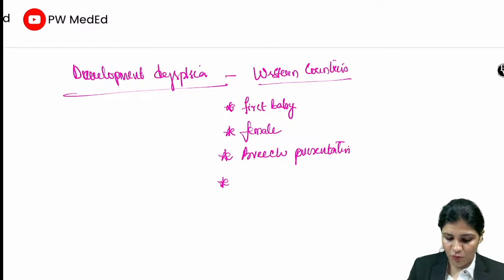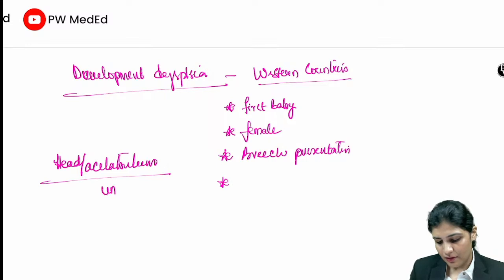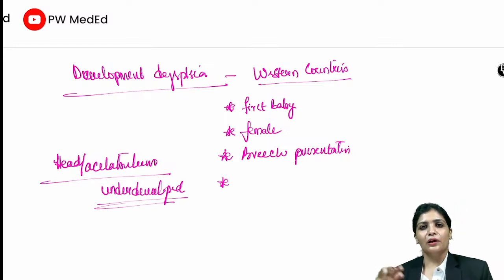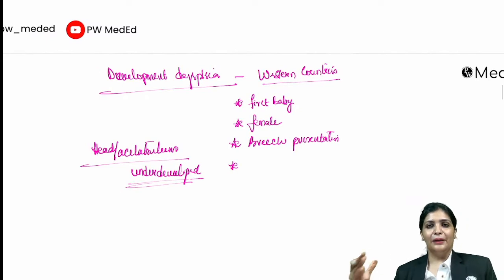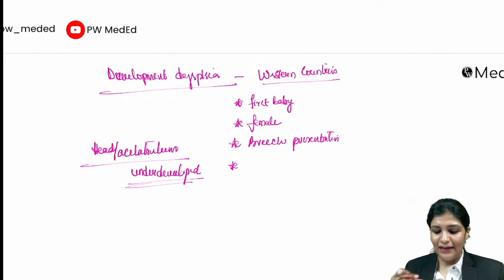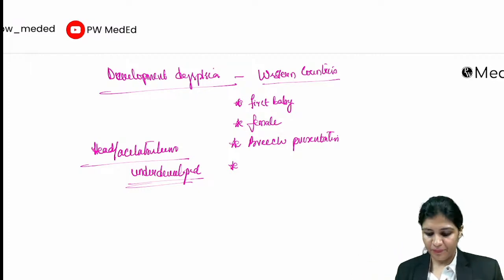And in this DDH, what will happen? The head and acetabulum are underdeveloped, not fully developed, right? And because of this, you will see the deformities which we are able to see in the later stages while the baby is walking, right? So the head usually gets dislocated, so there will always be a dislocation of the hip, right?